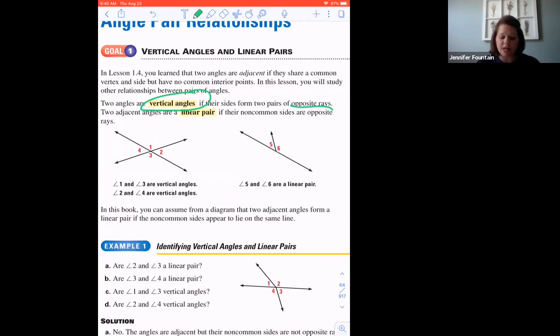And it says two adjacent angles are a linear pair if their non-common sides are opposite rays.